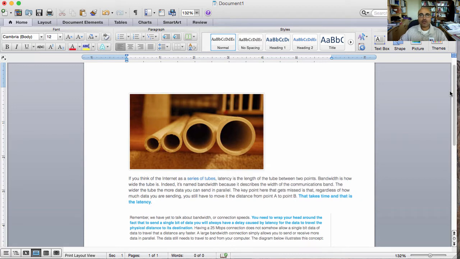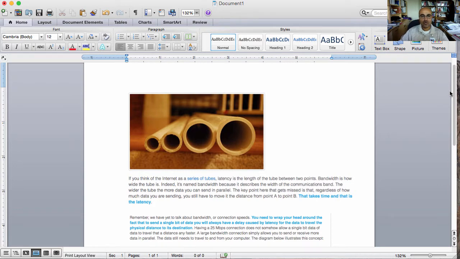When we are talking about experiencing audio or video on the web, we are actually contacting a server and downloading some of those files. So the distance is important. The latency would be the distance between 2 points in that tube. However, the bandwidth is how wide the tube is.